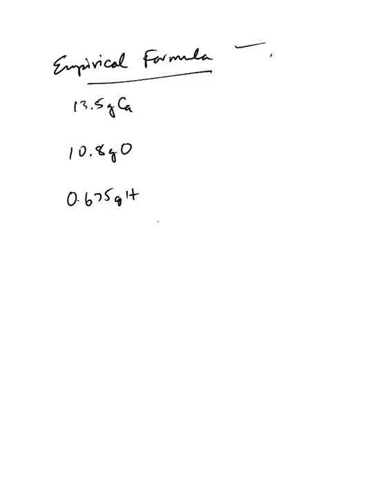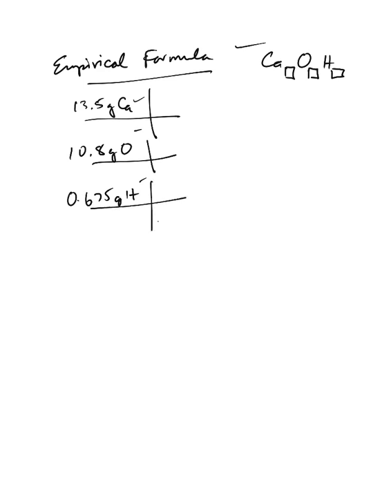Well, the empirical formula is the simplest whole number ratio of the elements in that formula. And so it's not the simplest whole number ratio of mass. So the numbers that I gave you all have to be adjusted. And I use this little grid to set up my conversion factors so I know how to do them properly.